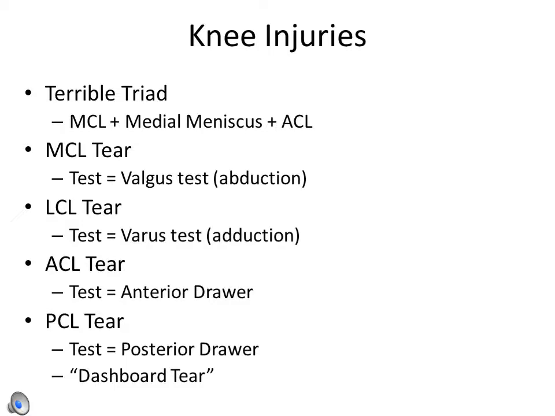With a PCL tear, the posterior cruciate ligament is either completely torn or partially torn. In this injury, a posterior drawer test is done to again compare laxity of the injured to the non-injured side. With a posterior drawer test, the tibia is translated in a posterior direction when the patient is in the seated position.